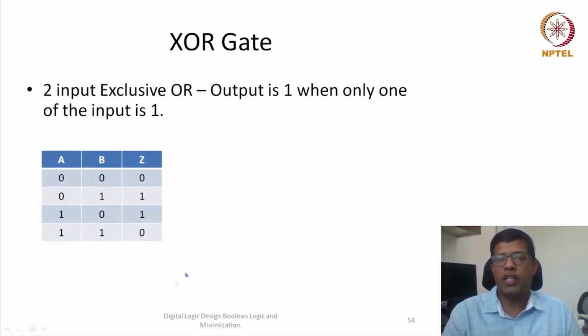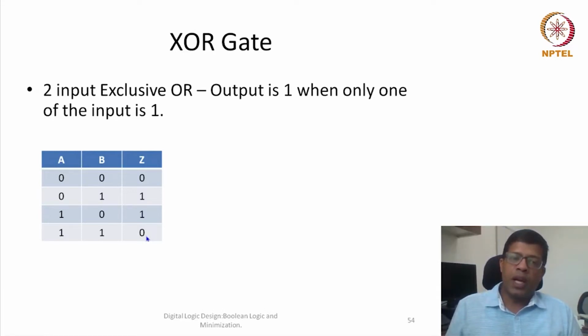So I can write it like this: when both inputs are 0, the output is 0. When one of the inputs is 1, that is B is 1 and A is 0, then the output is 1, or A is 1 and B is 0, then the output is 1. If both A and B are 1, then the output is again 0. So this is the basic behavior of the XOR gate.